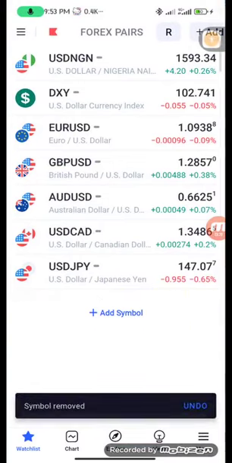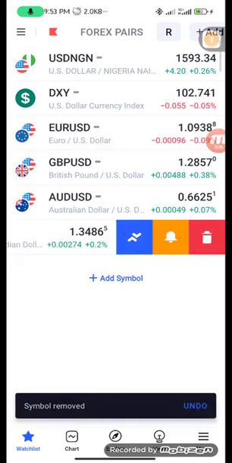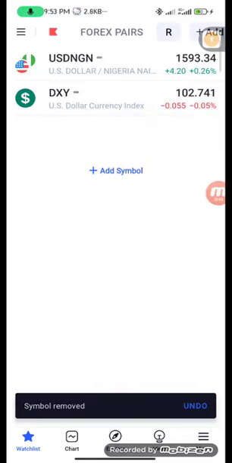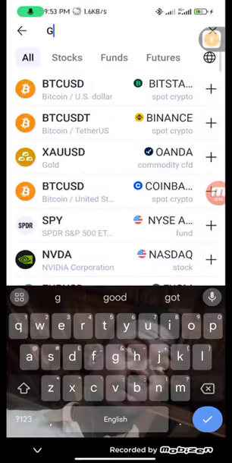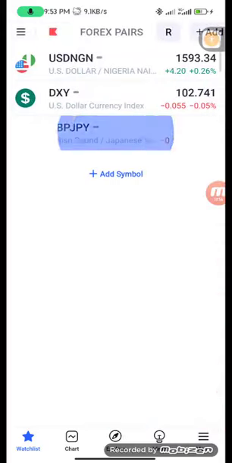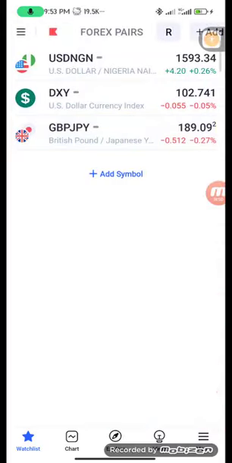Minor pairs are those pairs that don't have USD in them, but they are paired with some popular currency. For example, GBP/JPY, that's British pounds against Japanese yen. Now you notice that the pound is a popular currency, so that's why they call them minor pairs, or cross pairs. Those cross pairs or minor pairs are currency pairs paired with popular currencies, but not USD. Once it's paired with USD, it falls into the category of major pairs.